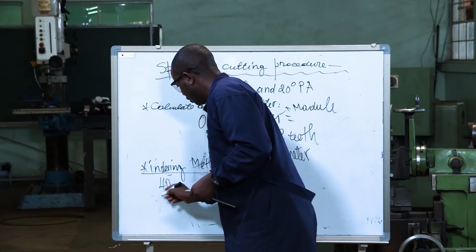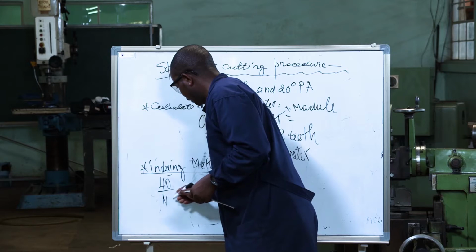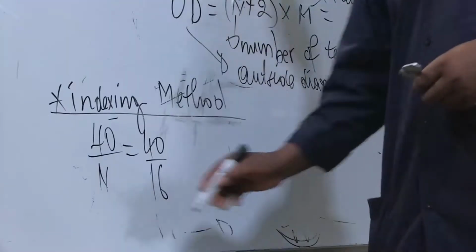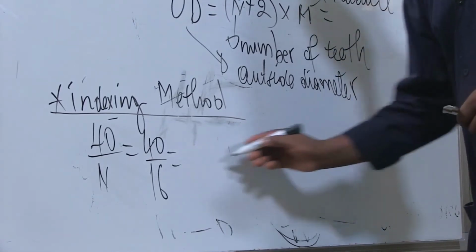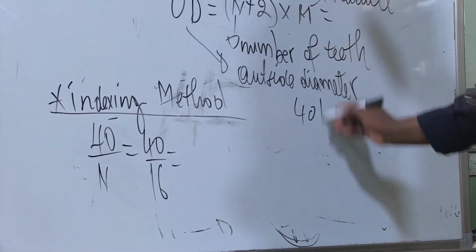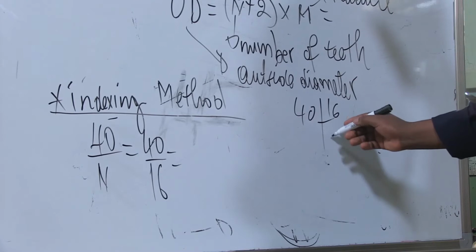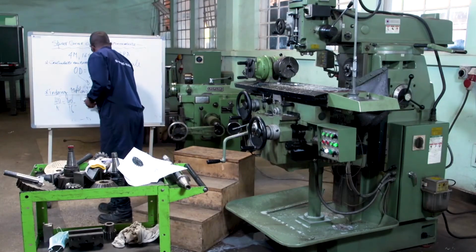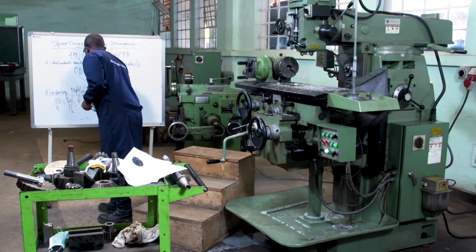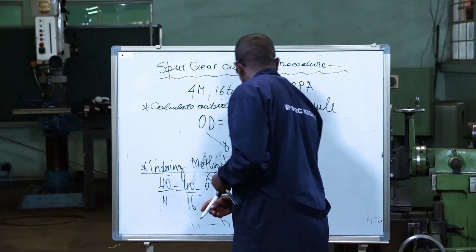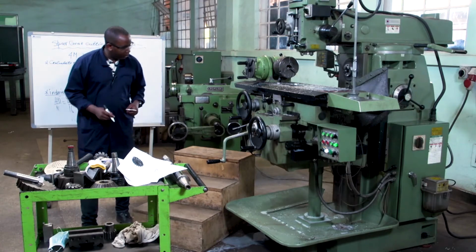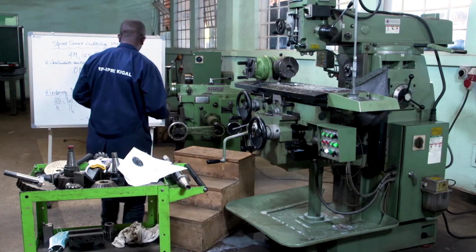Say that 40/N, N is the number of divisions, which means 40/36. It will be, we get 1 and 4/36, which is 1 and 16/144. We can check the availability of the indexing plate.